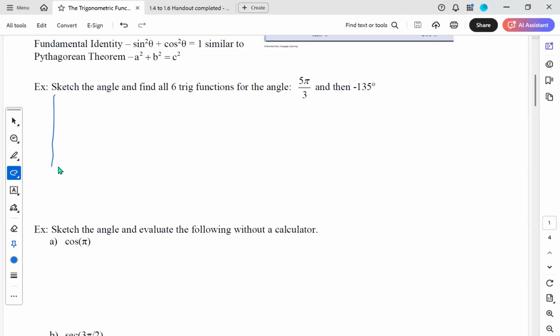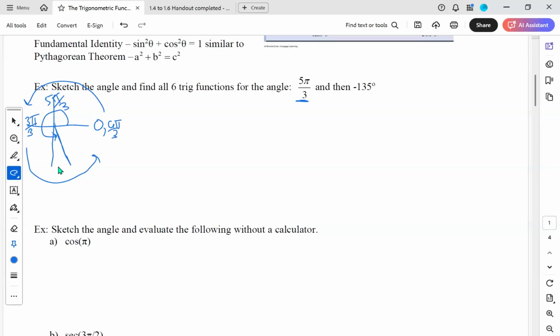All right, so we're going to start with 5 pi over 3. So I've got my 0 because this is radians. Over here is 3 pi over 3. Then I'm going to keep going around, and keep in mind I'm going this way. So now I'm coming around. This is going to give me now 6 pi over 3. So 5 pi over 3 is going to be about right here because I'm cutting this in thirds. So I'm going to come around and I'm going to label this as 5 pi over 3.